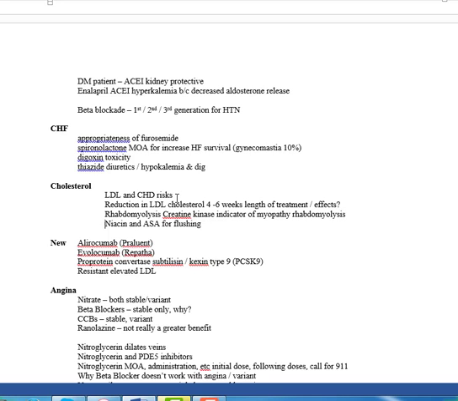The newer drugs, alirocumab and evolocumab, the Praluent and Repatha, it's a little bit extended, but the proprotein convertase subtilisin kexin type 9, the PCSK9 inhibitors. And this is for resistant elevated LDL.